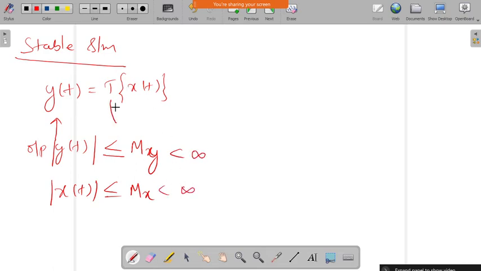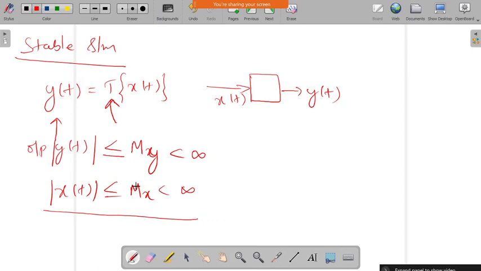Then we can say the system T which operates on this x of t will be a stable system. That means for every bounded input, which is some finite value, if the output also produces some finite value, then we can say the system is a stable system. If it produces an infinite value, then we cannot say the system is stable.